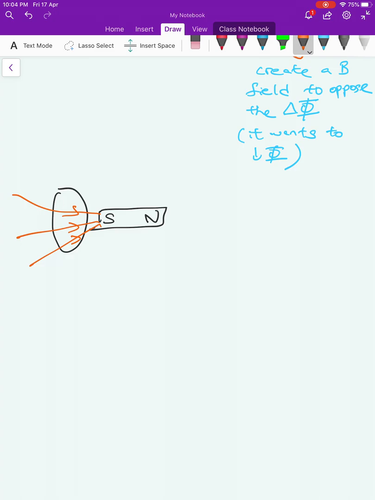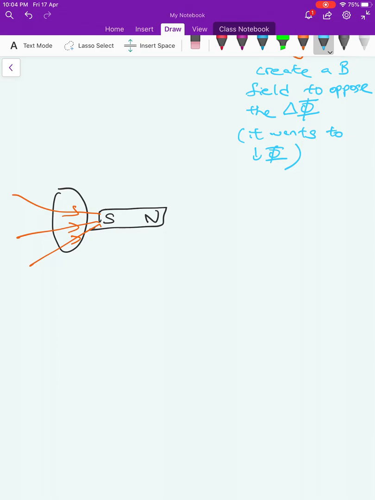Okay, so 这样, right? 然后, 现在你看它 experience 的 field lines is stronger, okay? 因为这个 B field lines are closer, right? So the B field line is stronger, okay?